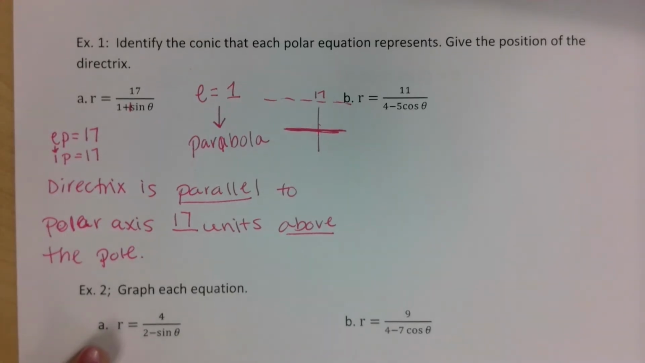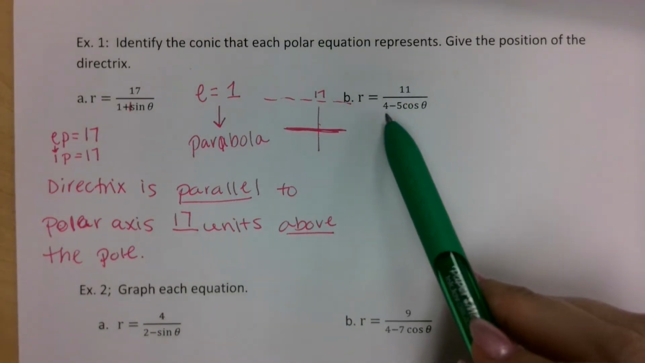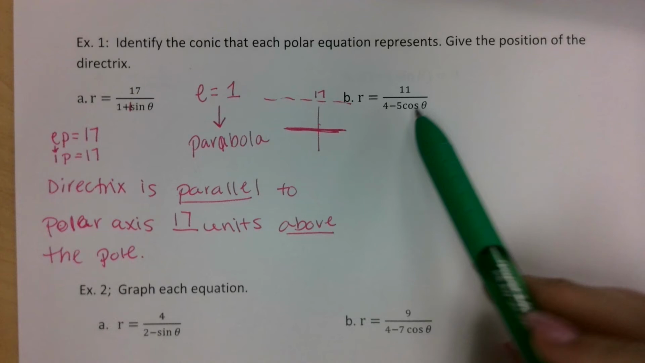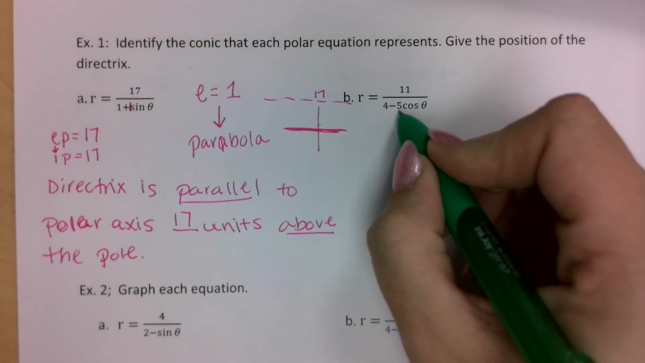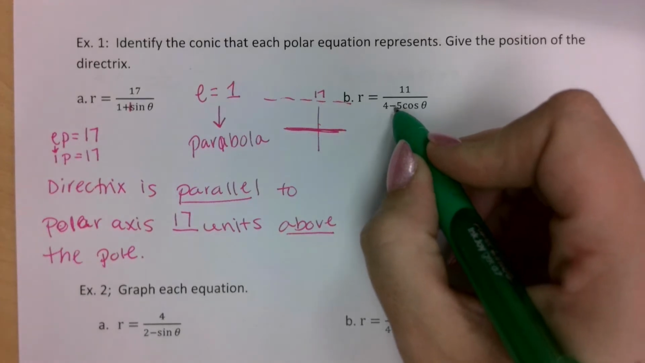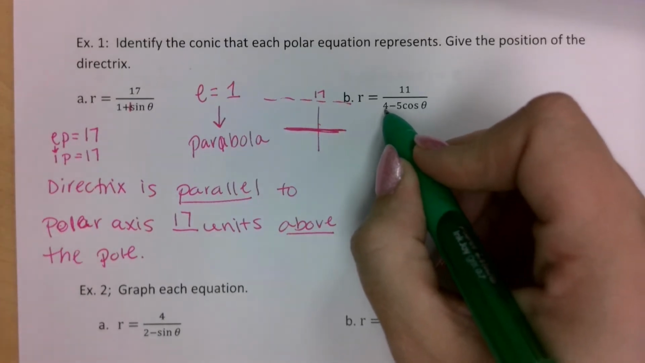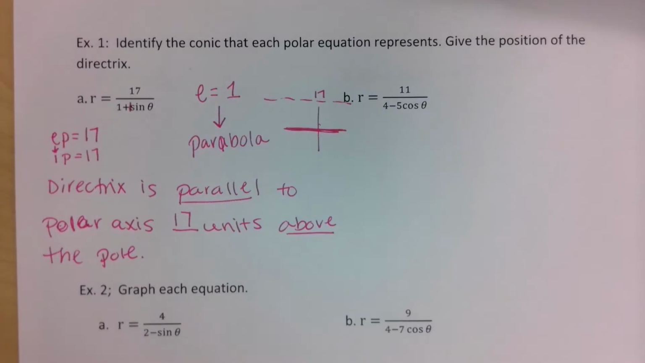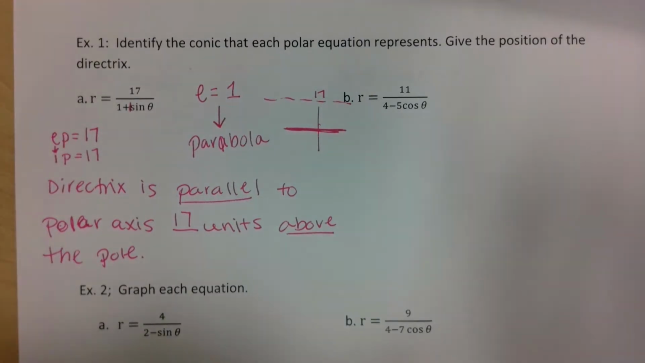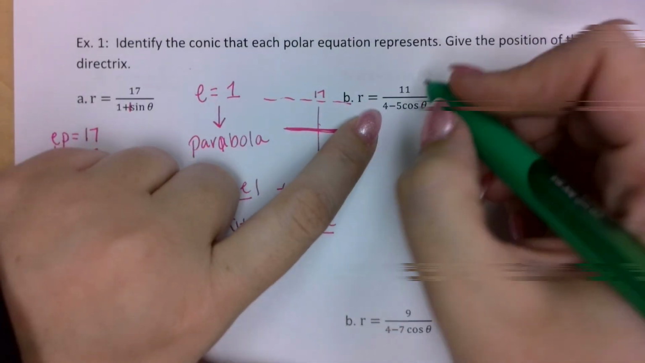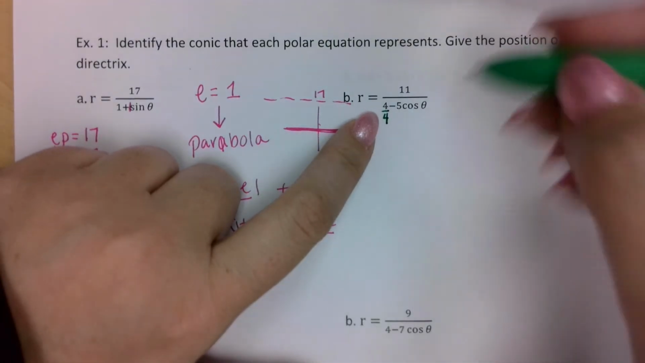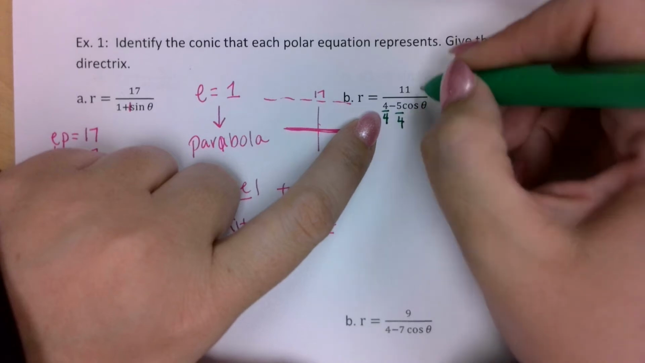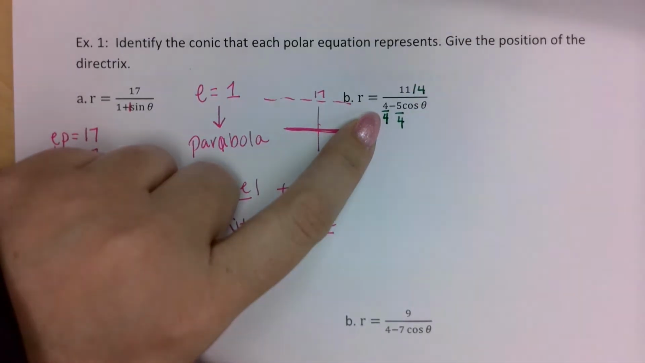Okay, so let's look at example B. So in example B, we've got 11 over 4 minus 5 cosine. Now remember I told you that the number in front of sine or cosine is going to tell us E only if this was 1, and it's not, it's a 4. So I cannot use 5. So what we're going to do is say, well, I need this to be a 1, not a 4. So if I divided it by 4, wouldn't that give me 1?